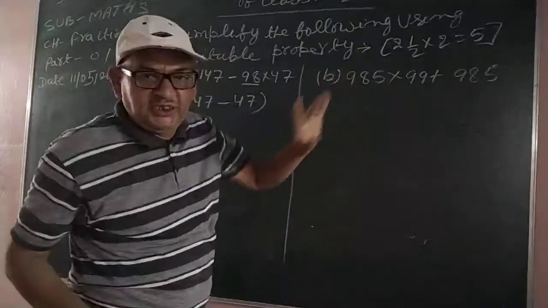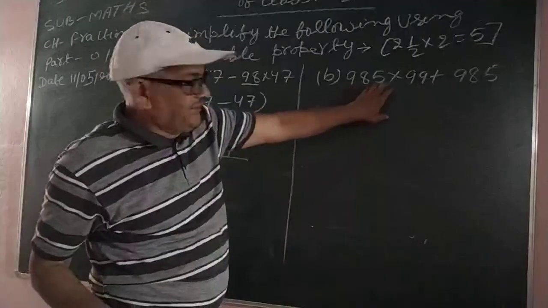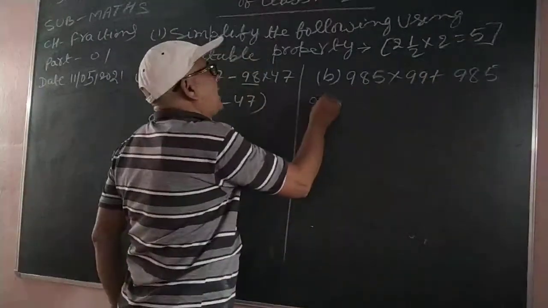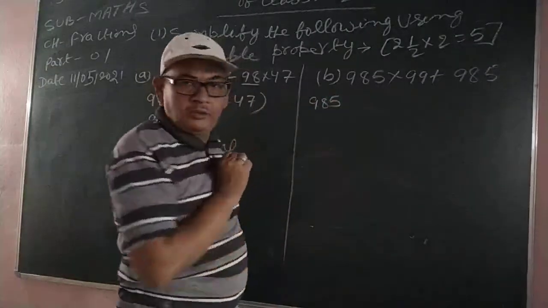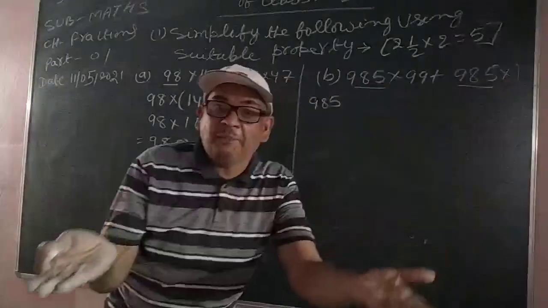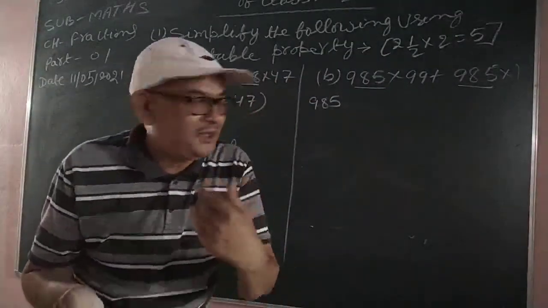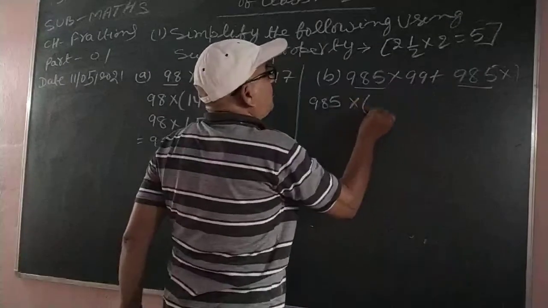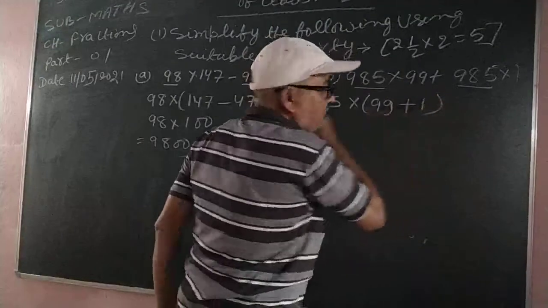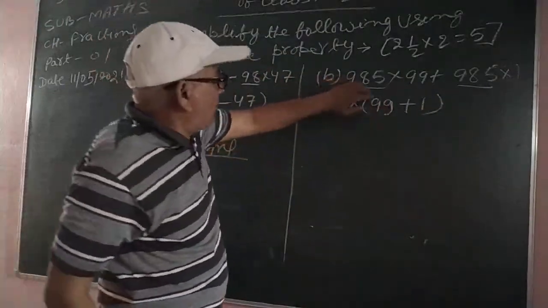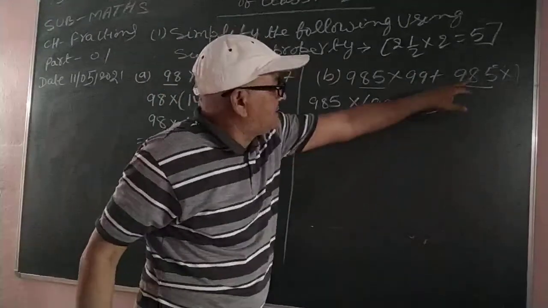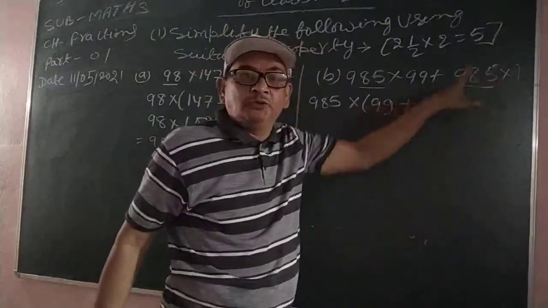Now we have another question: 985 into 99 plus 1. We will take 985 common. One is the product of every number, so this is also the distributive property. 99 and plus 1. What is left? 1 is left. Because 985, so here 99 is there, and plus gives 985 into 1, so 1.